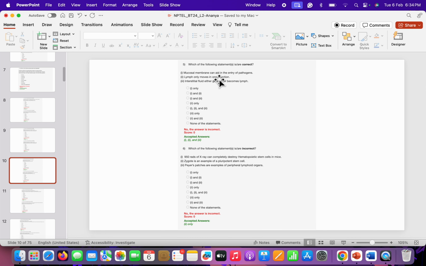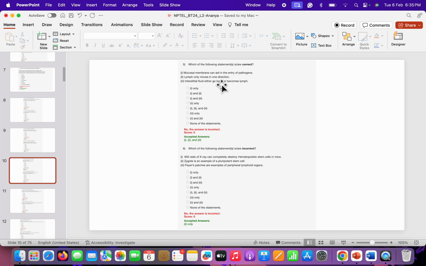Which of the following statements are correct? Mucosal membrane can aid in the entry of pathogens. Yeah, true. Lymph only moves in one direction. We have discussed this, that there are arteries and veins, and lymph passes in between arteries and veins, and there are lymphatic vessels. So lymph can only move in one direction. We will discuss this in detail.